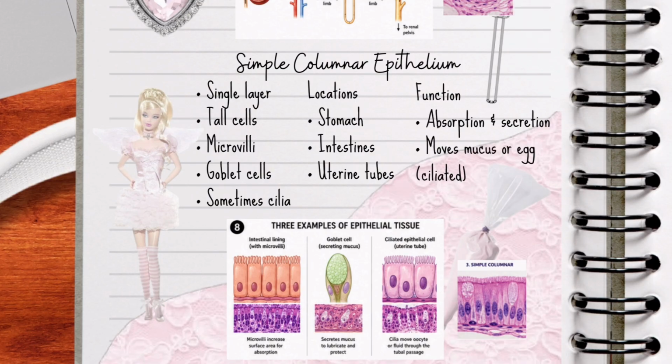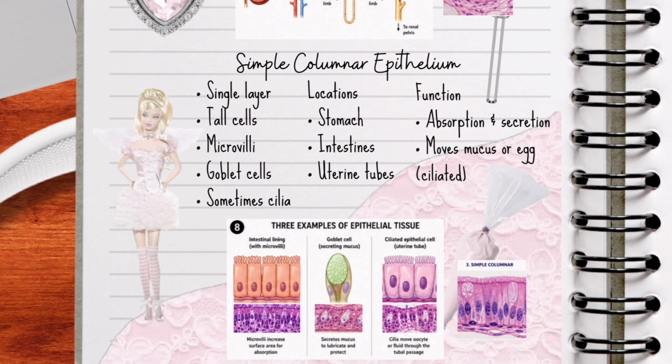In some locations, such as the uterine tubes, the cells also possess cilia. These hair-like projections beat rhythmically to move materials, including the egg, toward the uterus. Together, these adaptations make simple columnar epithelium highly efficient at both absorption and protection.